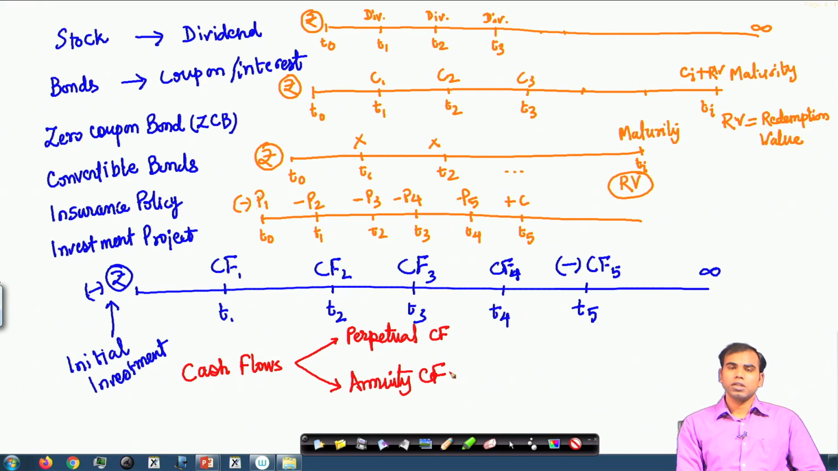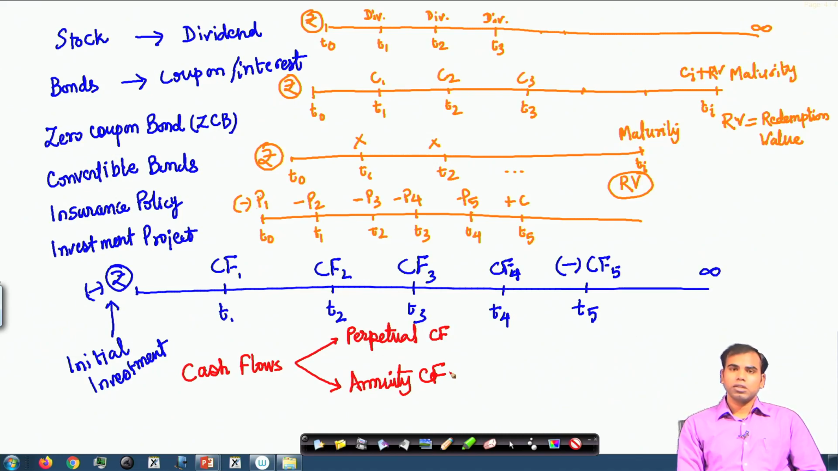Perpetual cash flow means the cash flow which is going to be incurred for perpetuity. For example, in the case of stocks. When you invest in a share of a company, you expect that the company will keep running for perpetuity and you are going to get dividends for a perpetual period.